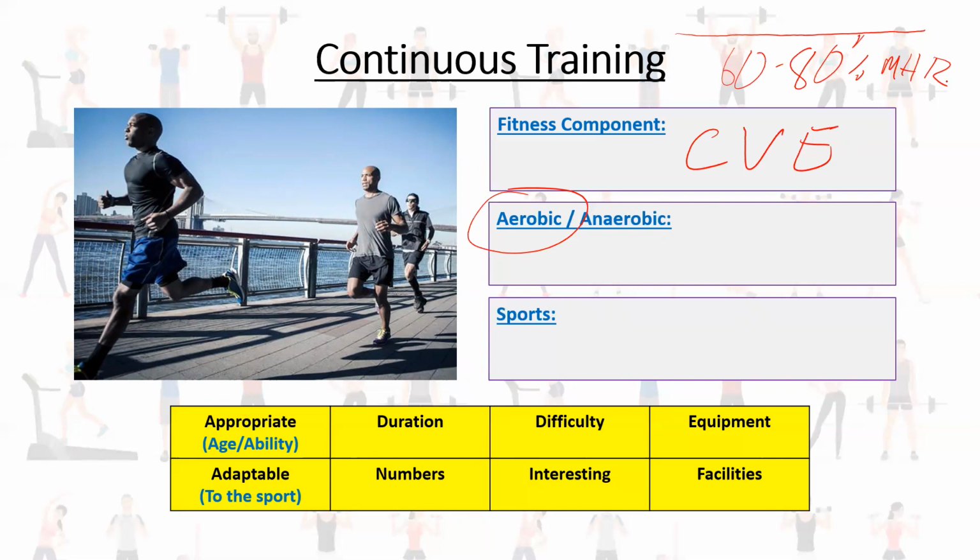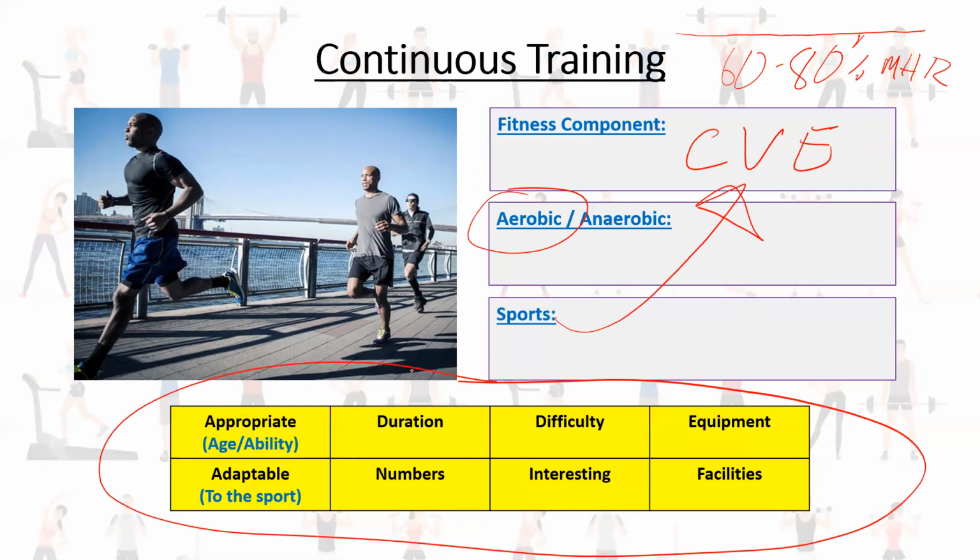And then sports, same again, any sport where you're using that. And then again, comments on this. So just running, go for a run for an hour at the same pace, same intensity. That's what continuous training is. Then there's lots of different comments that you can make here.